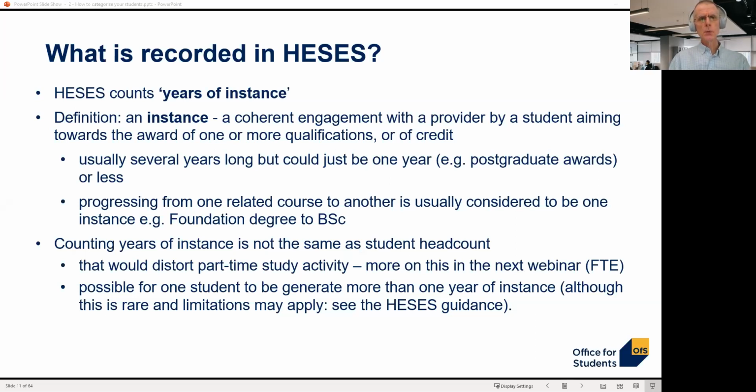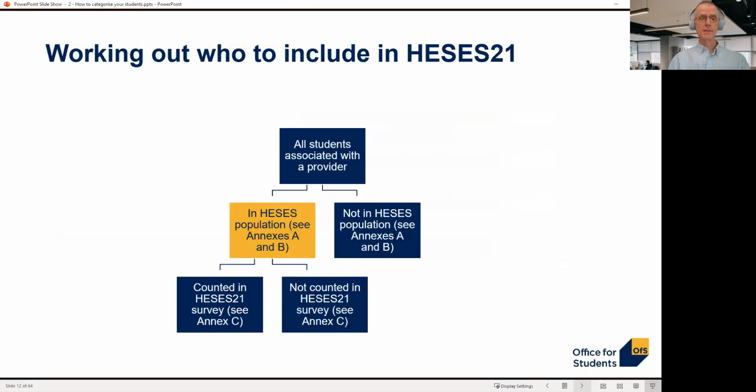Okay, so now we know that our measure is this thing called years of instance. So let's consider what we use it to measure. In other words, who do we include in HESES21? This diagram is taken from the HESES21 guidance, and we'll take it from the top down. At the top, we have all the students associated with a provider. Of these, some, in fact, probably most, will be included in the HESES population.